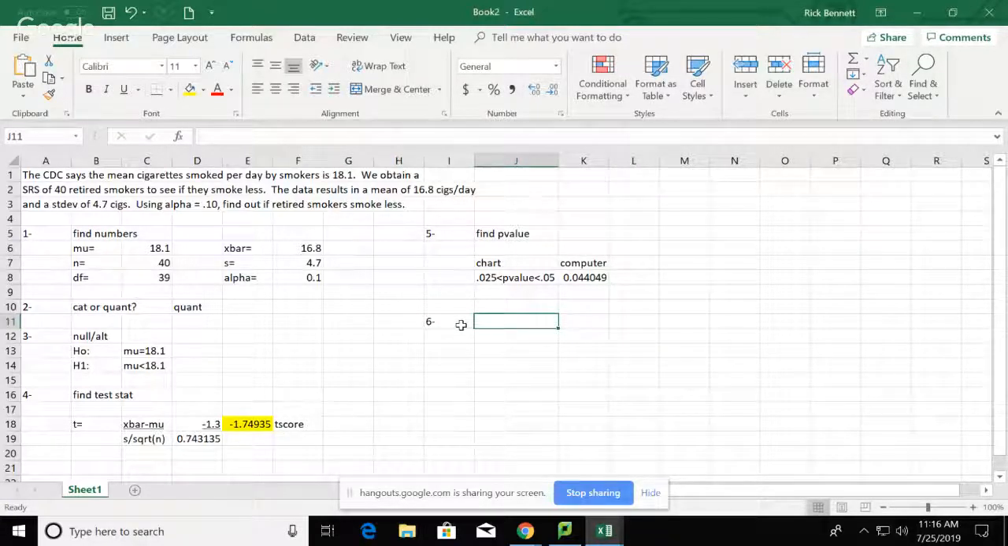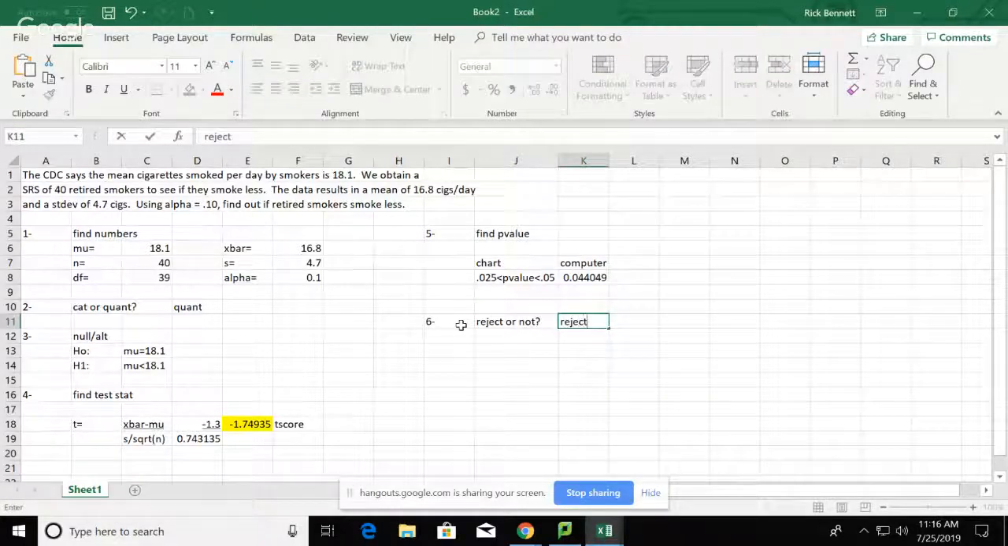Step number 6 is, the p-value, no, that was 5. We just did that. Reject or not? And in this case, Sandra, what do we do? Oh, wait, we have an alpha. Alpha is 0.1, and our p-value is 0.044. We reject. Are you sure? Yes. Finally got her to be sure.